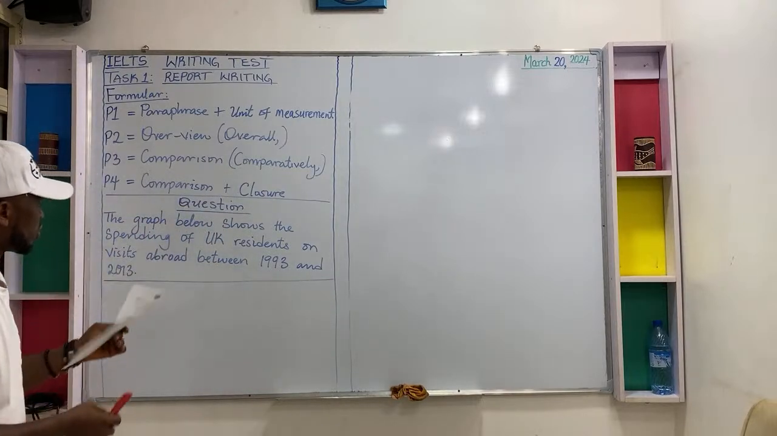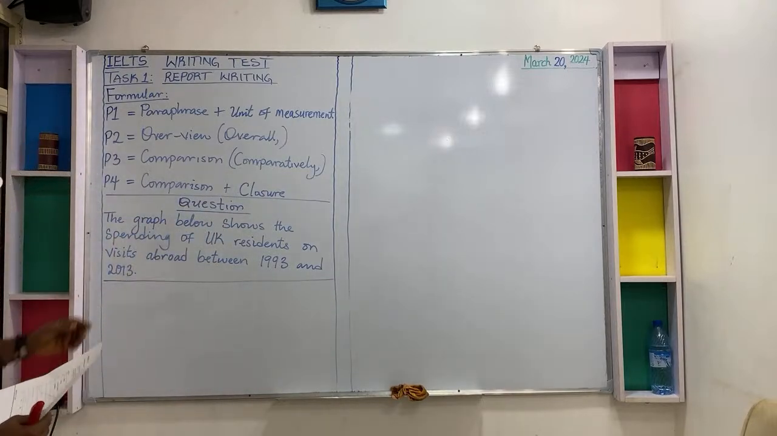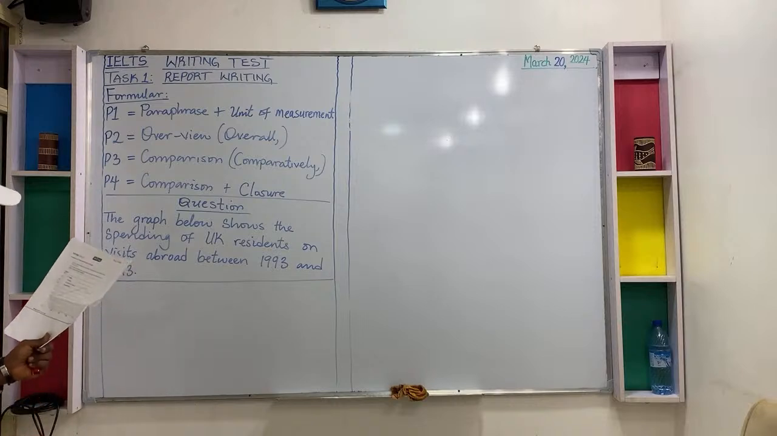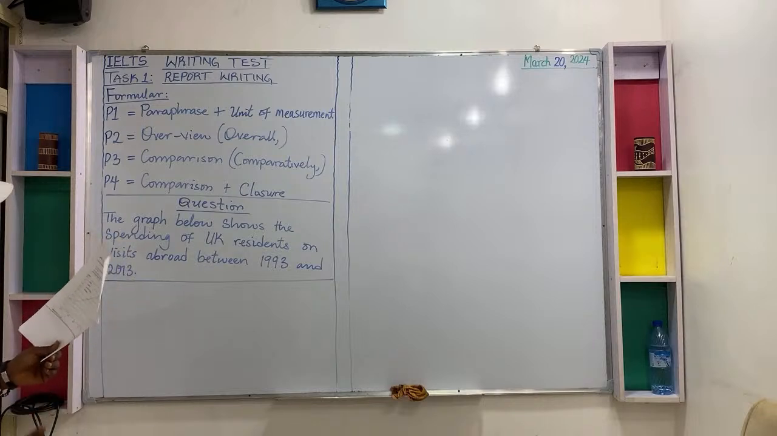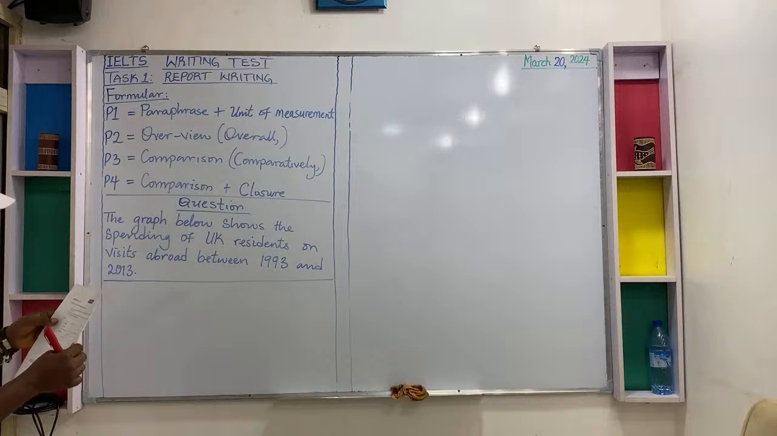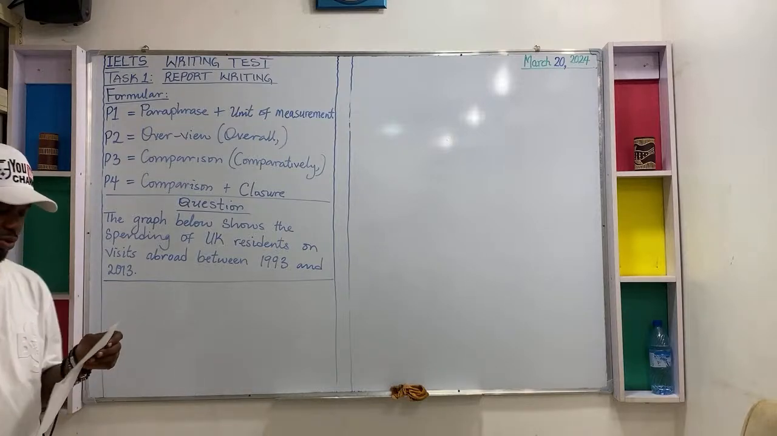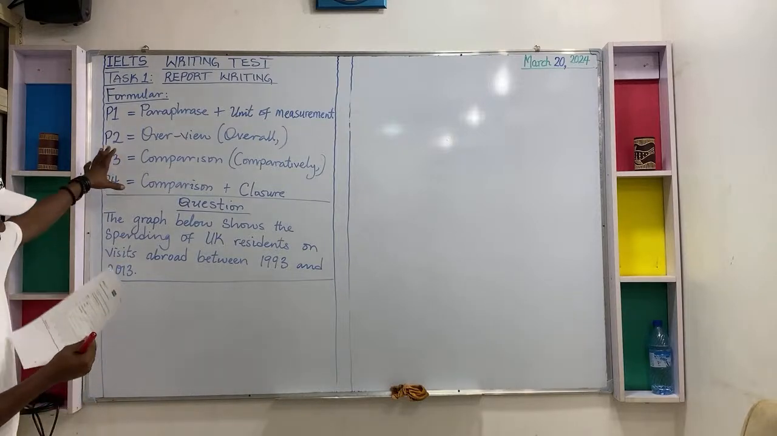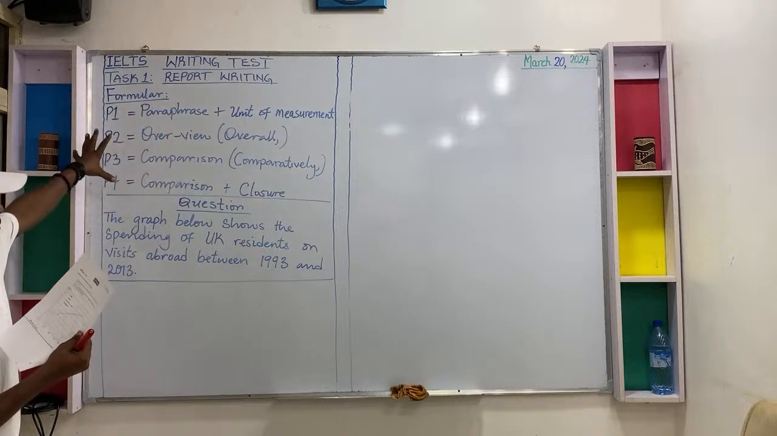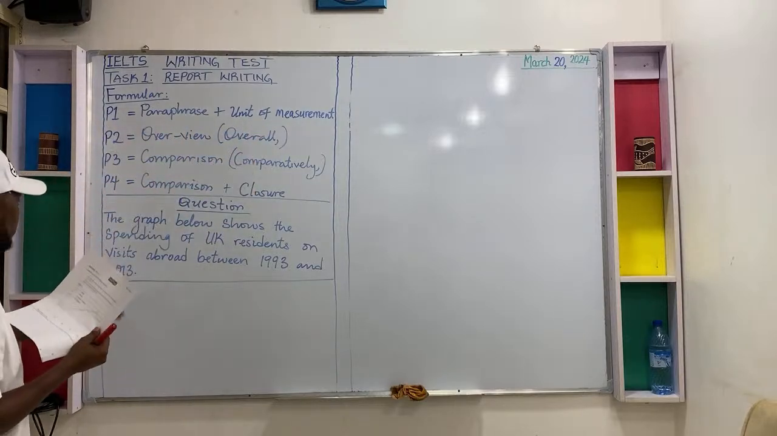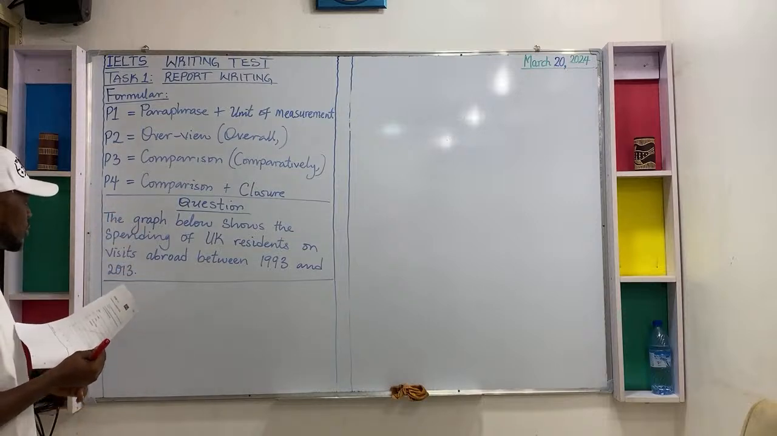So here is a question we have on this piece of paper. It says, the graph below shows the spending of UK residents on visits abroad between 1993 and 2013. Then the other part of what is written here says, summarize the information by selecting and reporting the main features and make comparisons where relevant. That's an advice to you. So part of this advice will be taken care of in the formula, okay? So this is your major bone of contention.